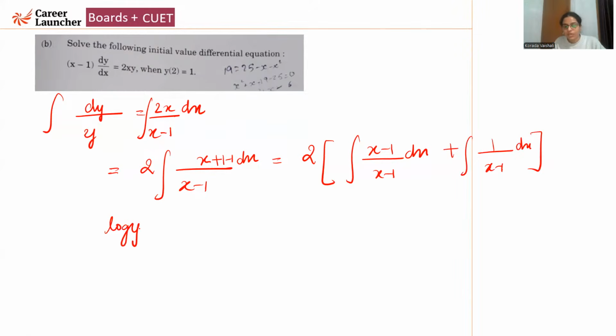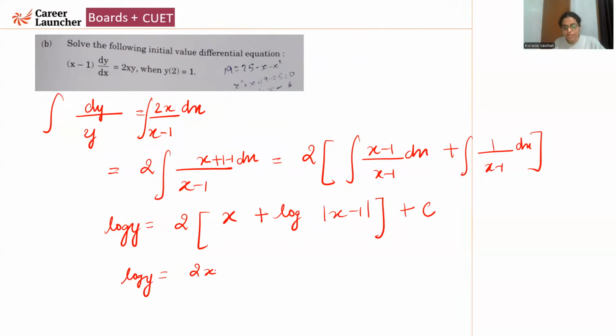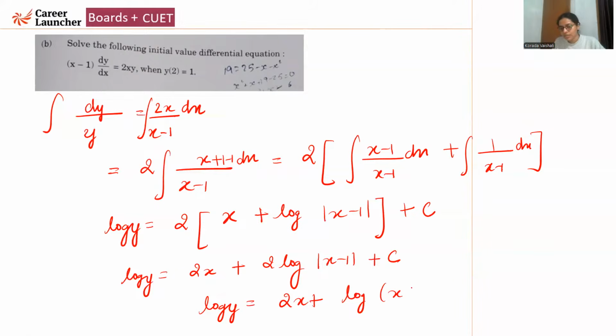So this is log of y is equal to 2 times, now this is 1 of dx. So it means ये x हो जाएगा and this is going to be plus of log x minus 1 plus the constant of integration. Now you will have to simplify this expression a bit. So ये आ जाएगा 2x plus 2 of log x minus 1 plus the constant of integration, right? Now you can consider this 2 as the power of x minus 1 just for simplification. तो ये आ जाएगा x minus 1 whole square plus of c.